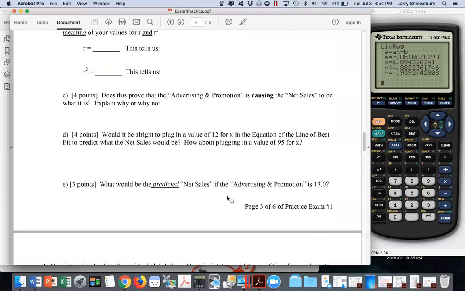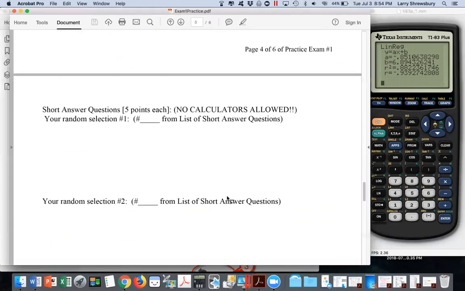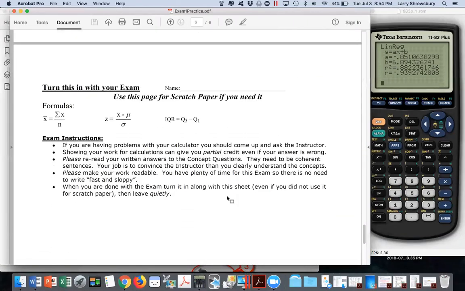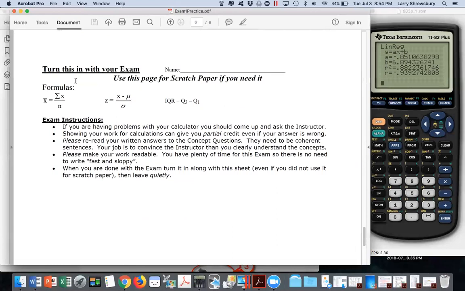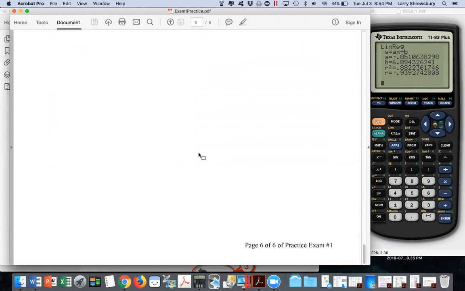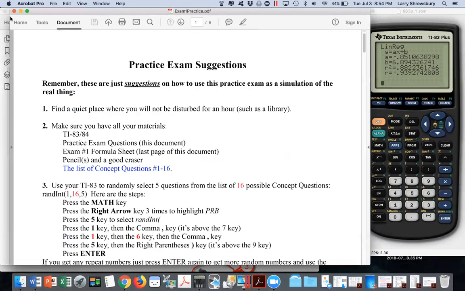Here's your test. And you can see what your formula sheet is going to look like. Not much on there. You don't even need this first one because you're not going to calculate the mean by hand. But this is the z-score we used. And this is the one for the interquartile range that you'll see in chapter 3.4, 3.5. Right, so there's not much formula there, but that's why you can use your formula sheet as a piece of scratch paper if you want.